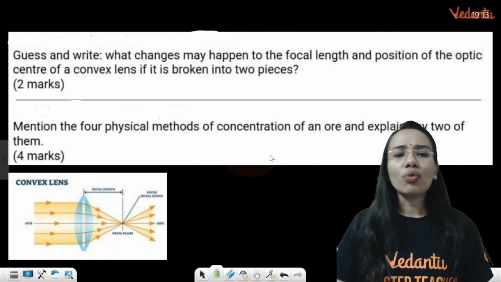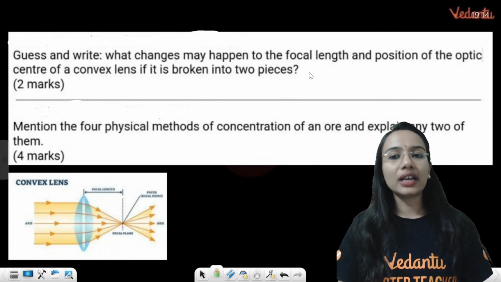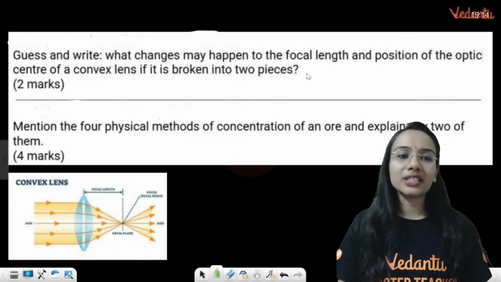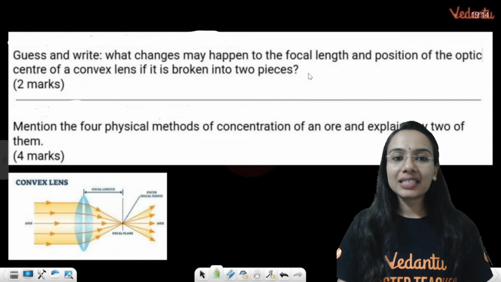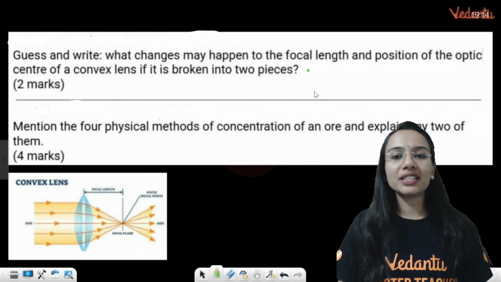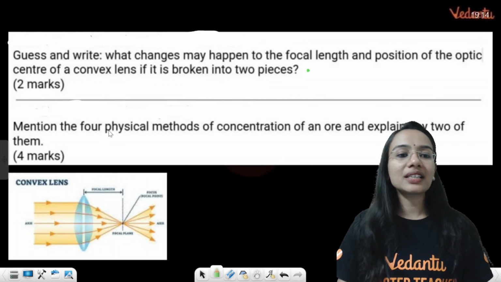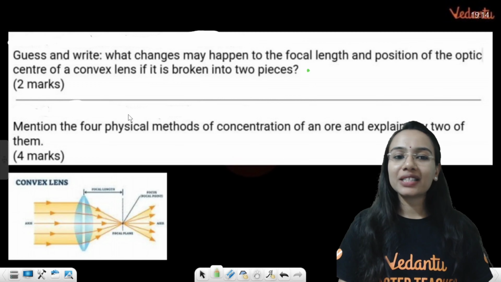Guess and write what changes may happen to the focal length and position of the optic center of a convex lens if it is broken into 2 pieces. That is for 2 marks. This is a physical science topic.